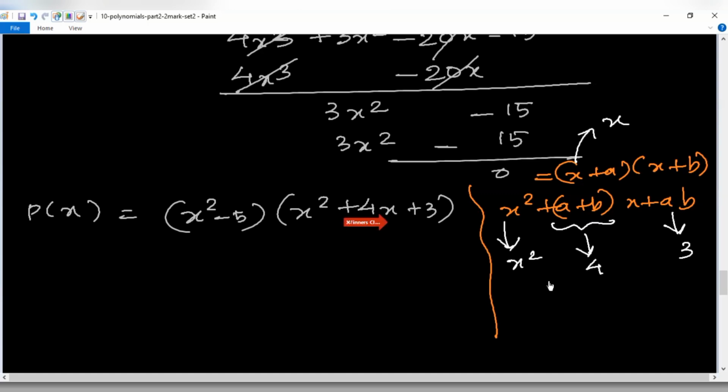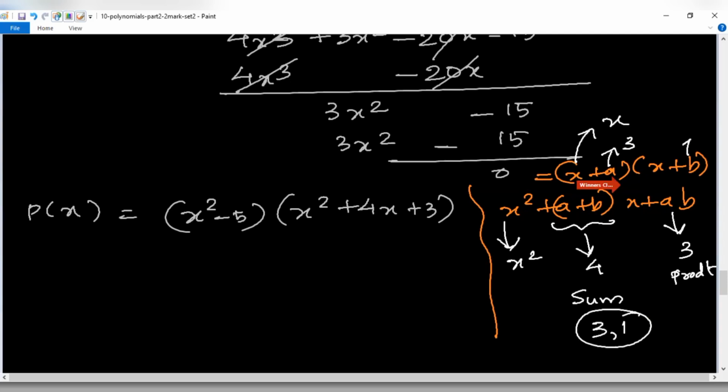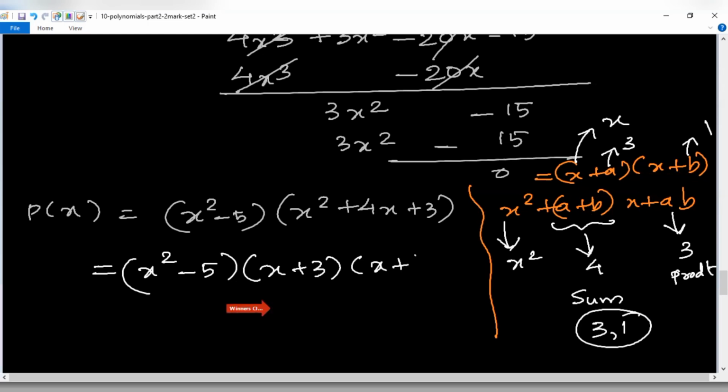So we need the sum as 4 and the product of two numbers as 3. So obviously it is 3 and 1. So 3 plus 1, we will get 4, and 3 into 1, we will get 3. So we can write it as x, in place of a we can give 3, then in place of b we can give 1. So x plus 3, x plus 1. So it is x square minus 5 into x plus 3 into x plus 1.